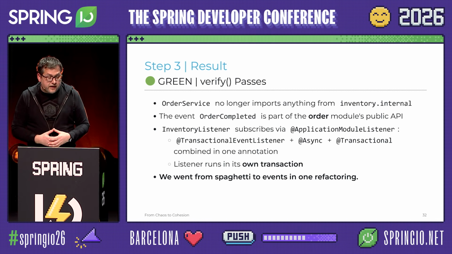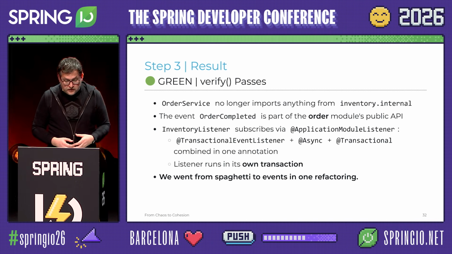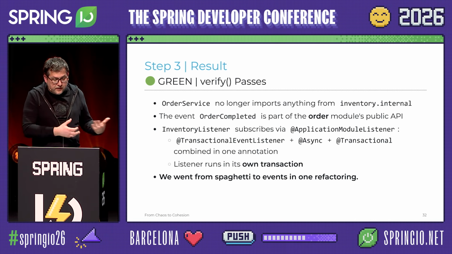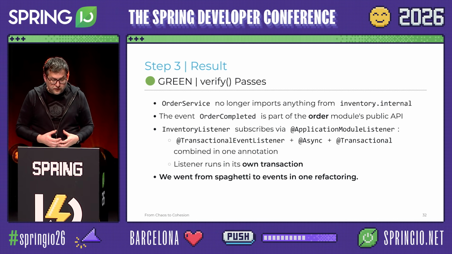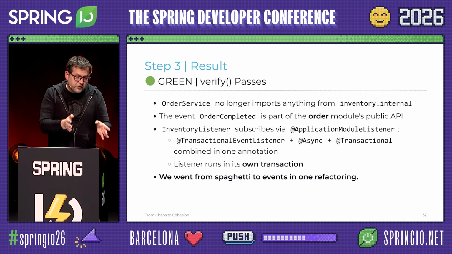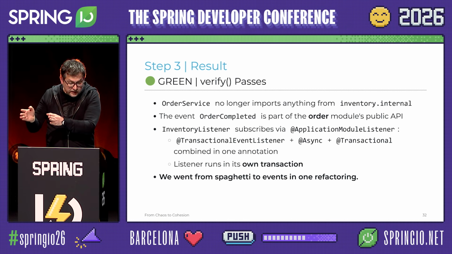So we see now actually like that we do not have a dependency anymore on the internal inventory package. And we just have a new thing introduced, the event for the order completed from the order module. So I put like the event there where it belongs. The inventory listener actually like subscribes via an application module listener, which is a Spring Modulith thingy, which is a transactional event listener. It's async, and it's running its own transaction. So that means actually like what we are going to see is we could store an order in the database. The order is stored, and then basically like working on the inventory runs in a separate transaction, right?